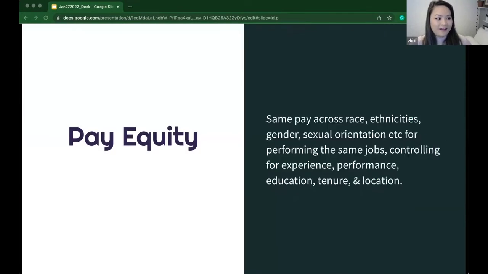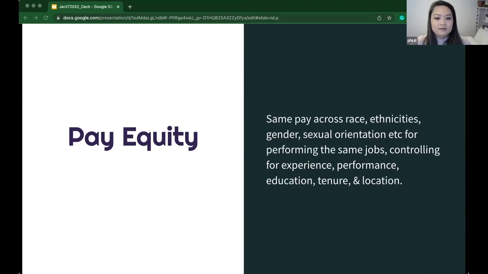Okay, now that we've got that out of the way, what is pay equity? This is the meat of our discussion today. Pay equity is essentially the same pay across race, ethnicities, gender, sexual orientation, and other demographic groups for performing the same or similar jobs. Pay is controlled for factors like experience level, job performance, education, tenure, and location. So that's where you can see the differences in pay.